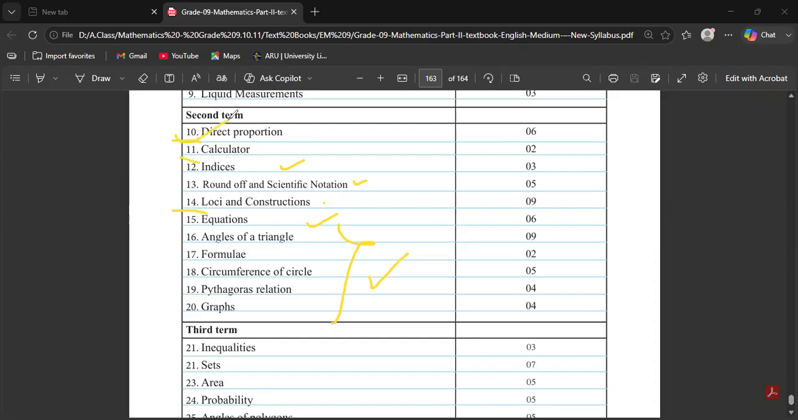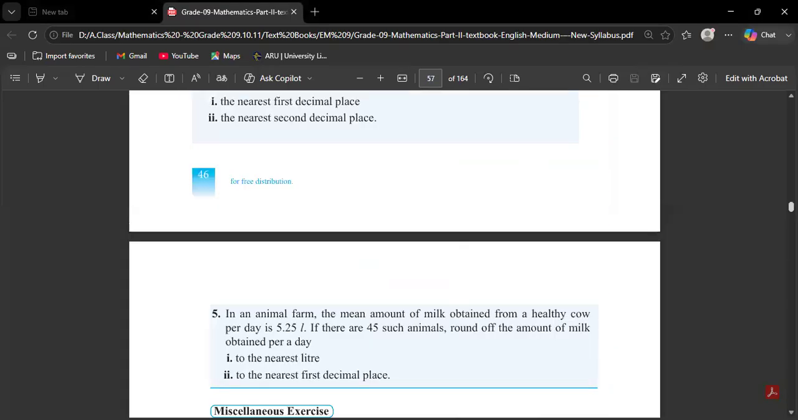Then this Sunday I'll try to discuss the calculator. Then next Friday we can totally cover constructions. Then you can face the exam. Okay. Also this Sunday I'm going to discuss questions.